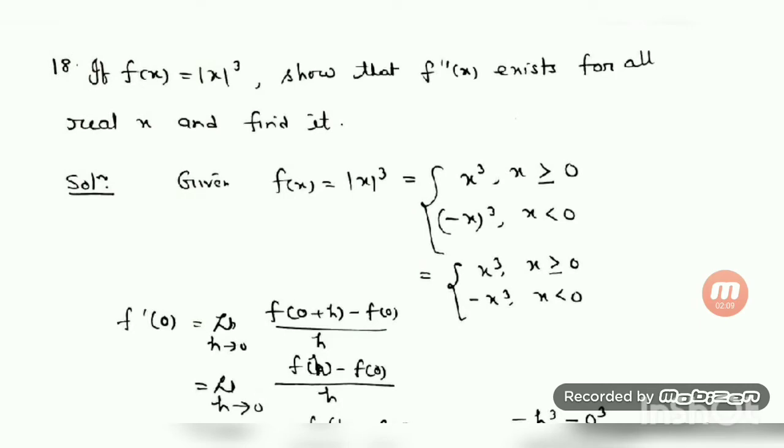Hope you remember what the first principle is. Your first principle is f dash x equal to limit h tends to 0 of f(x plus h) minus f(x) by h. Now I have to check the differentiability at the point x equal to 0, so we put x equal to 0 here. It becomes f dash 0 is equal to limit h tends to 0 of f(0 plus h) minus f(0) by h. In the place of x, I substituted 0. So 0 plus h can be written as h, minus f(0), by h.